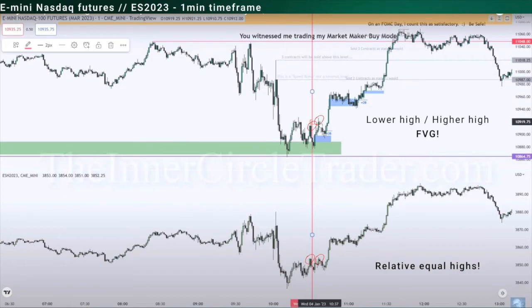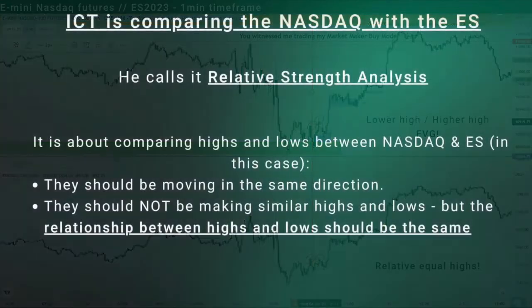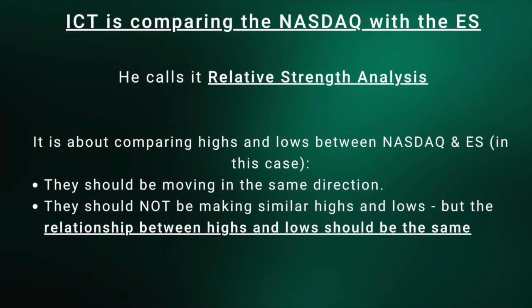So guys, let me remind you just quickly. ICT is comparing the Nasdaq with the ES. He calls it a relative strength analysis. What we are doing is comparing highs and lows between Nasdaq and ES. And in our very specific case, they should be moving in the same direction. They should not be making similar highs and lows, but the relationship between highs and lows should be the same. So the sequence, guys: what is happening first, what is happening after.